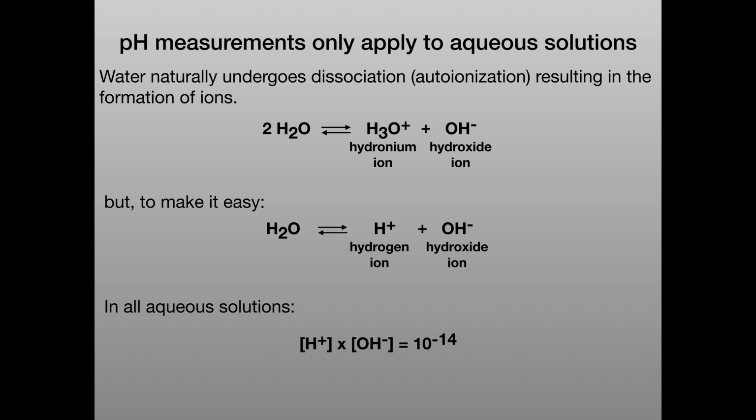However, oftentimes we like to simplify things, and so the second equation, or the second process, is the shorthand version, although not entirely accurate, of the one above. In this instance, one water molecule dissociates to produce a hydrogen ion, also known as a proton, and a hydroxide ion. On the bottom, the equation that's outlined is essentially a constant for all aqueous solutions, where the concentration of hydrogen ions multiplied by the concentration of hydroxide ions always equals 10 to the minus 14.